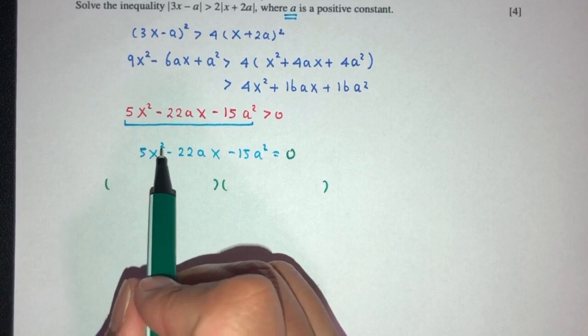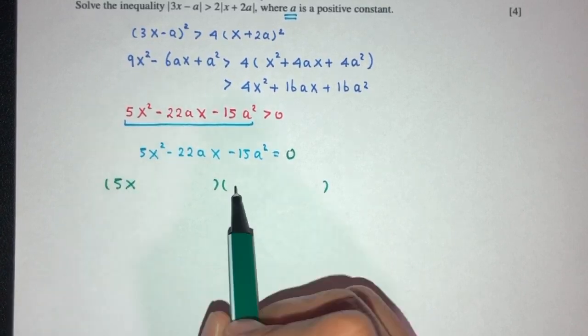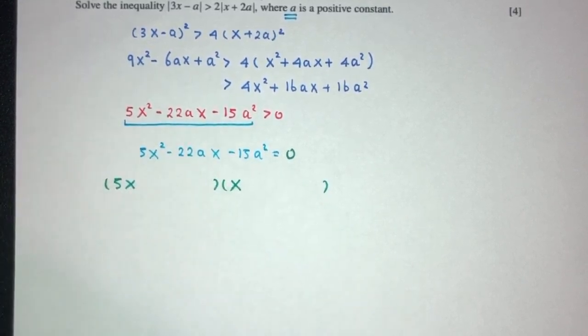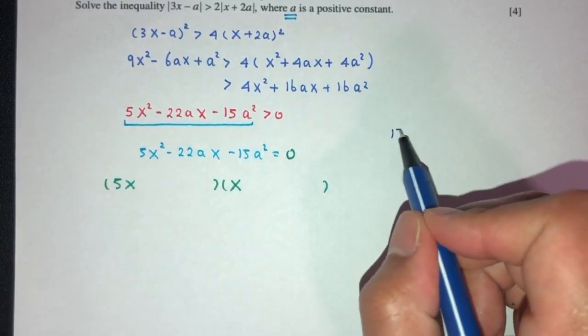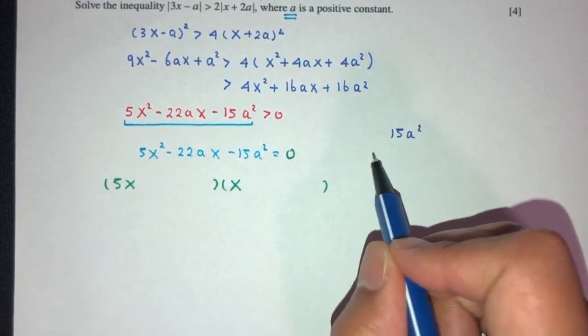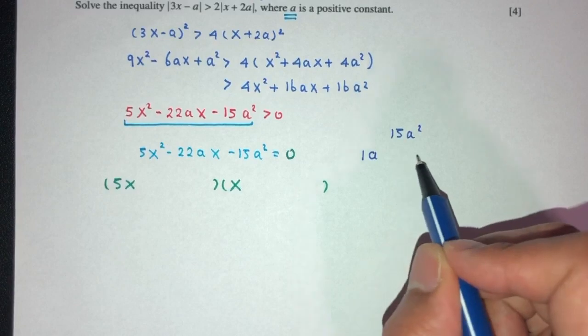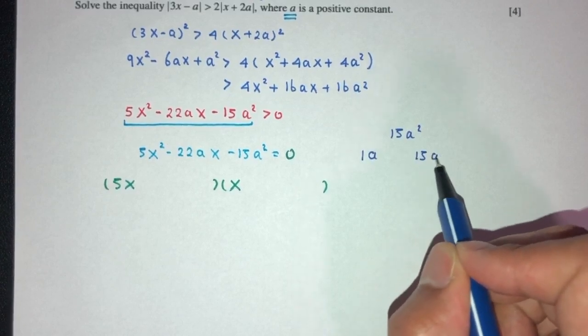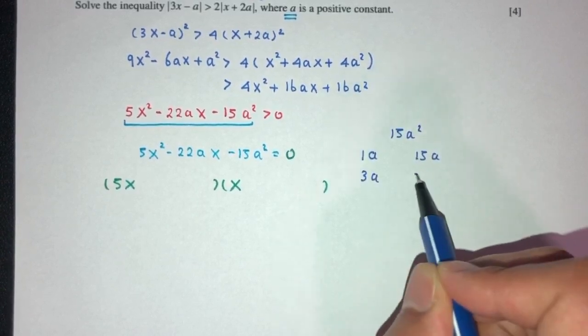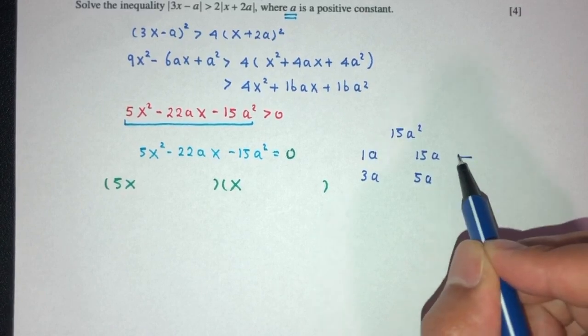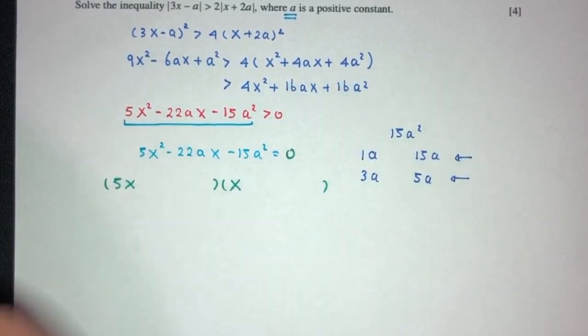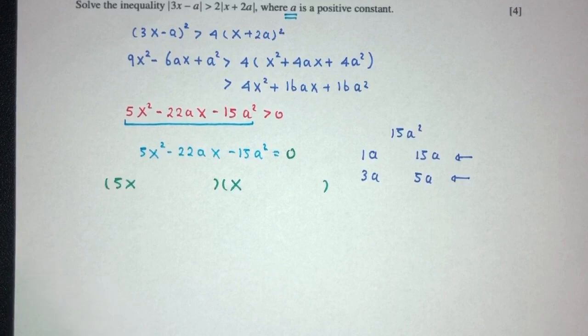What is 5x squared? It is 5x times x. Great. Now what is 15a squared? 15a squared could be 1a times 15a, or it could be 3a times 5a. So we have to select this pair or this pair to factorize. Obviously it is done by trial and error. Take your time, keep trying.